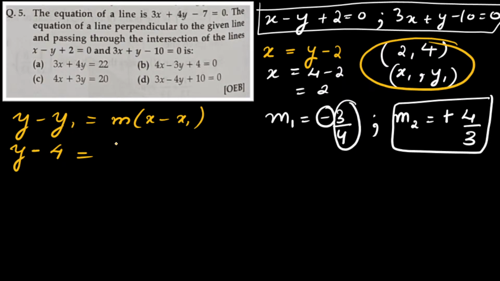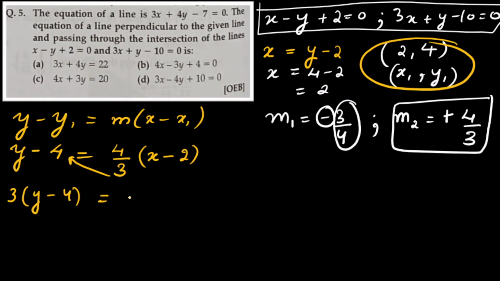y minus 4 is equal to m. m is 4 by 3. I am substituting here x minus x1. x1 is 2. Now let's shift 3 to the other side first of all. When we shift 3 to the other side, it will get multiplied. So with the full expression you have to multiply. 3 into y minus 4 is equal to 4 into x minus 2.